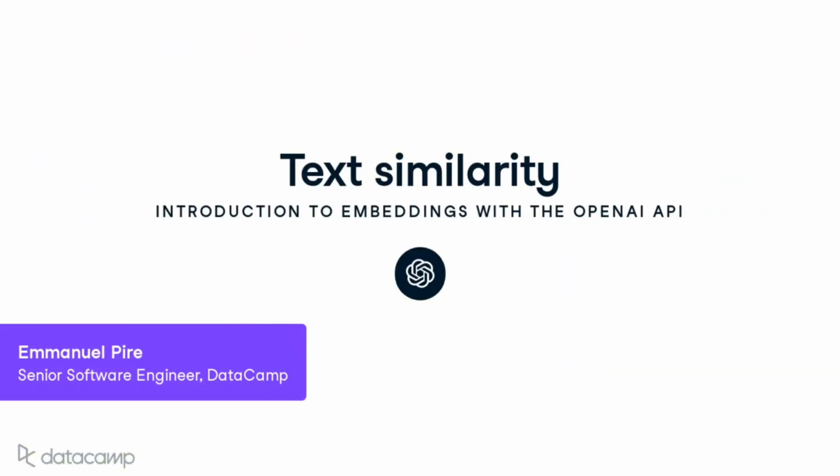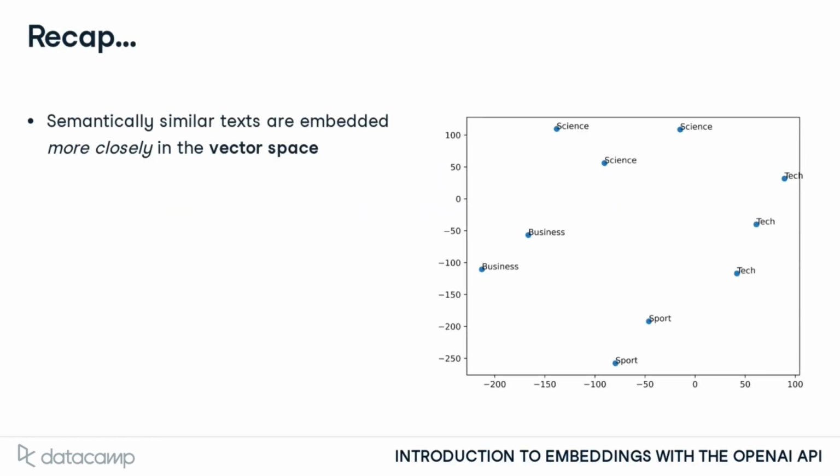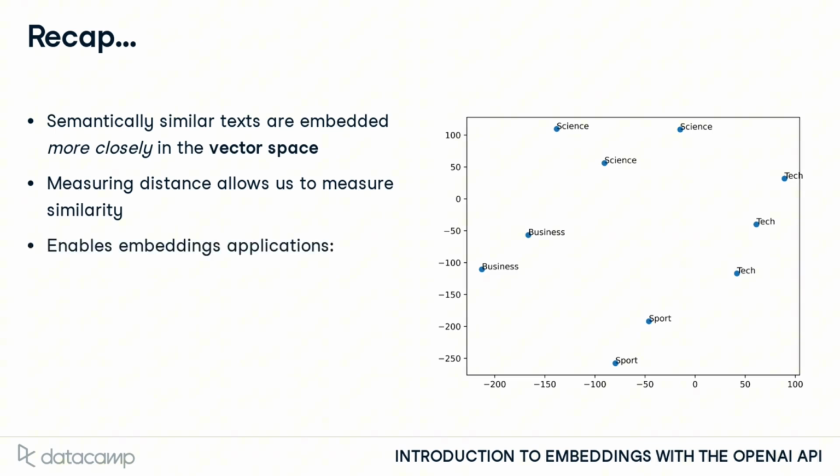Let's round out the chapter by looking at how we can compute the similarity between 2 pieces of text using embeddings. Recall that embedding models map semantically similar text more closely together in the vector space. This means that we can measure how semantically similar 2 pieces of text are by computing the distance between the vectors in the vector space. Being able to measure similarity is what will enable the embeddings applications we've discussed previously: semantic search, recommendations, and classification.